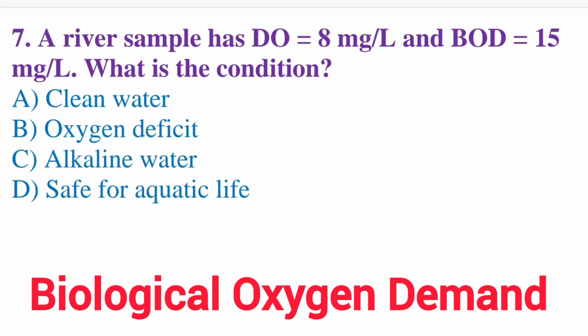Next question, a river sample has dissolved oxygen of 8 mg per liter and BOD of 15 mg per liter. What is the condition? Option A clean water, option B oxygen deficient, option C alkaline water, option D safe for aquatic life. So here the dissolved oxygen is 8 mg per liter, and the biological oxygen demand is 15 mg per liter. So the oxygen is deficient, the amount of oxygen required will be more, so option B oxygen deficient is the correct answer.